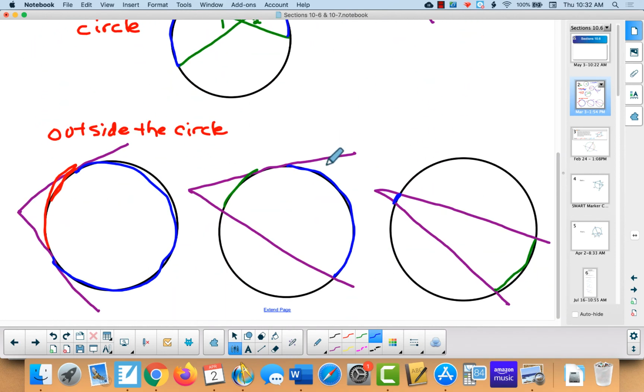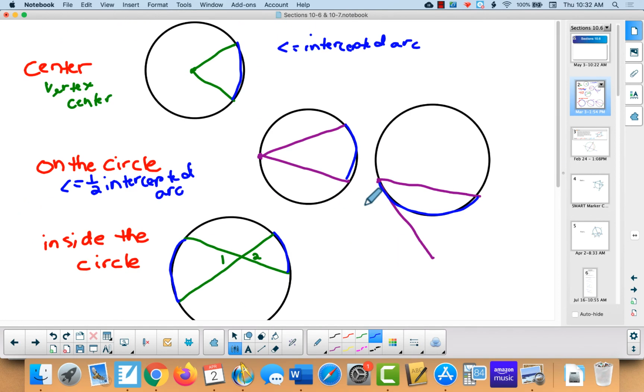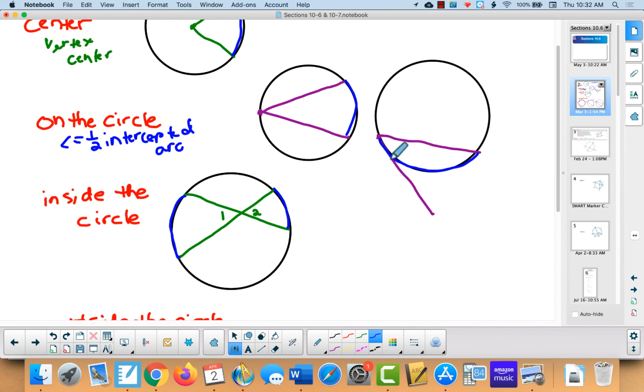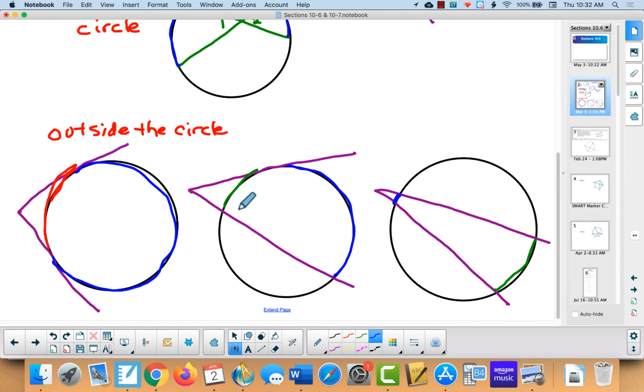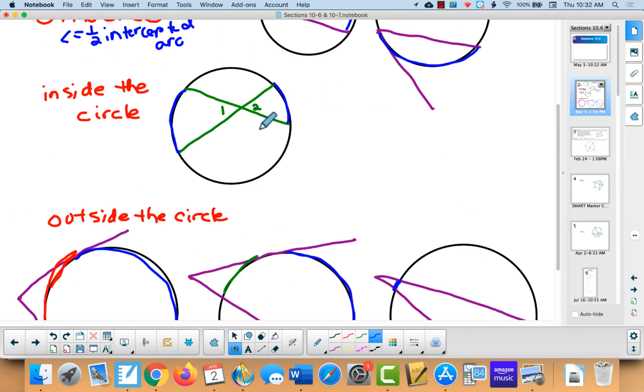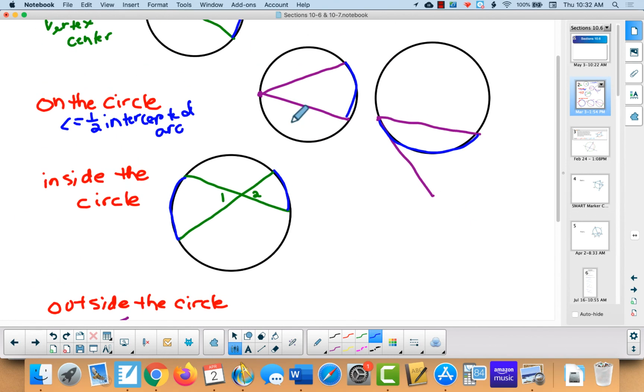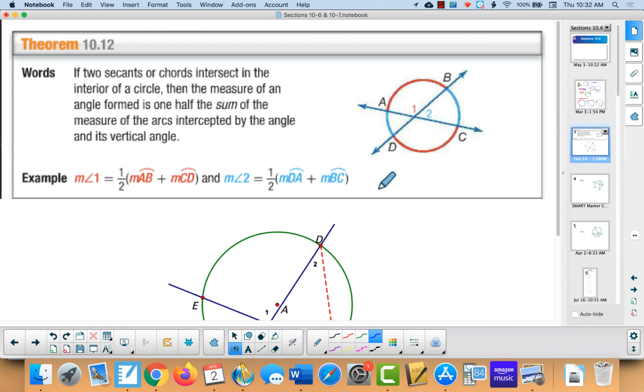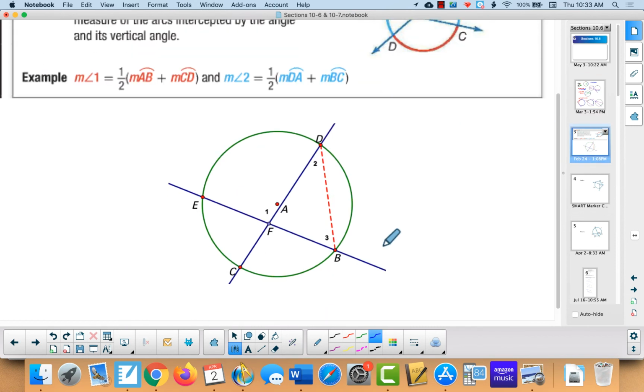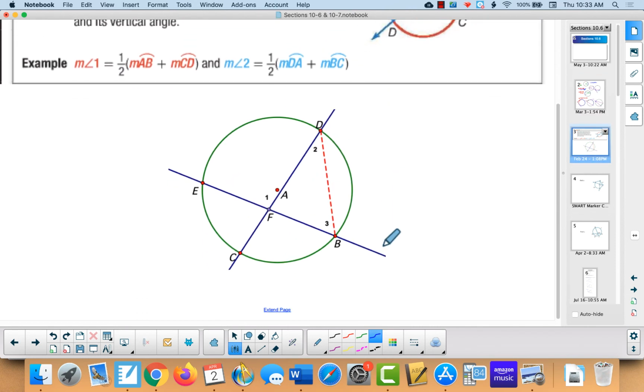So these were the ones I was asking you to investigate for your 10.6 investigations. You were looking at a secant tangent like this one, and then these and this, trying to get the formulas for all of those. So we're going to start with the intersecting inside the circle. In this particular case, I asked you to look at a triangle. I made a triangle for you.